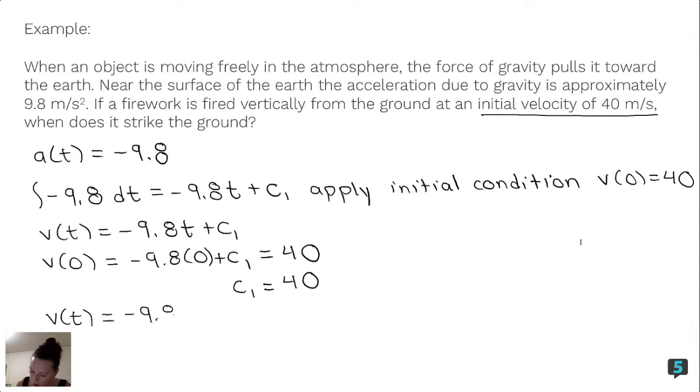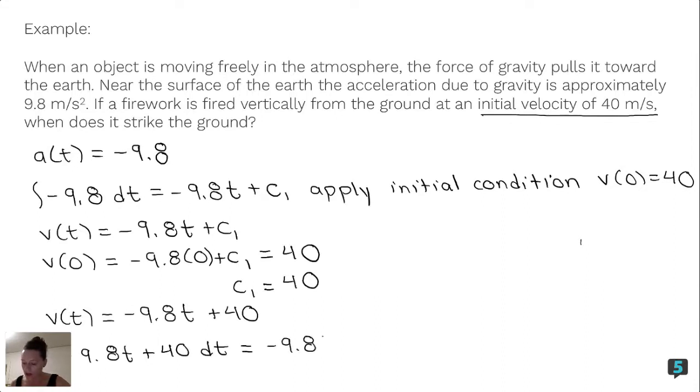Now that we have a fully defined velocity equation, we can integrate our velocity equation to get our position function. So now we need to do the integral of negative 9.8 t plus 40 dt, which is going to equal negative 9.8 t squared over 2 plus 40 t plus that second constant.